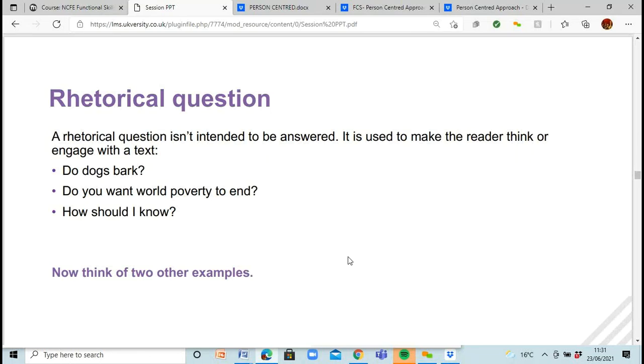And then a rhetorical question is a question that isn't intended to be answered. It's a question that is asked, but no one is actually expecting you to answer it. It's just there to help the reader engage with the text. So it's like, "Do dogs bark?" Or "Do you want poverty to end?" Or "How should I know?" Or things like, "Do you want to lose weight? Do you want to get motivated?" So that's what a rhetorical question is, where they ask a question, but they don't actually expect an answer.